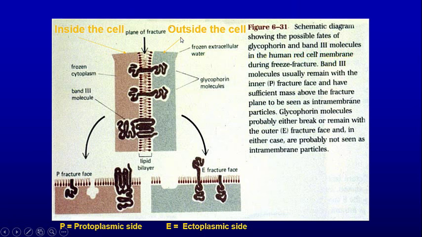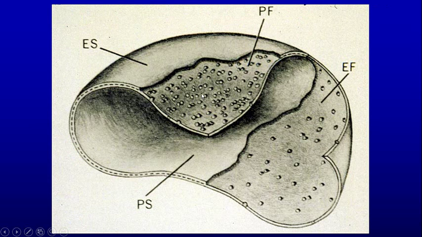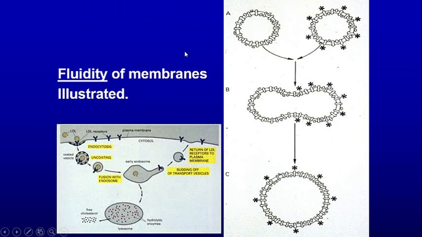You're looking at the replica that we have there. Here we see inside the cell, outside the cell. This is the P face, and this is the E face, ectoplasmic, protoplasmic face. And here you can see the E face on the outside, P face on the inside, more particles on the P face. P face, E face.